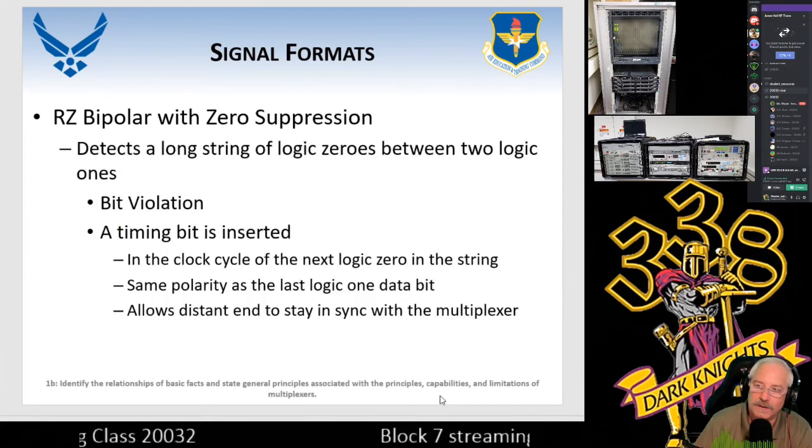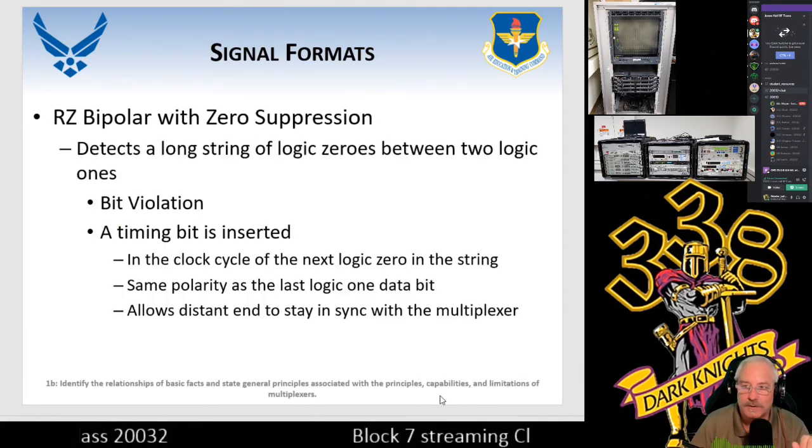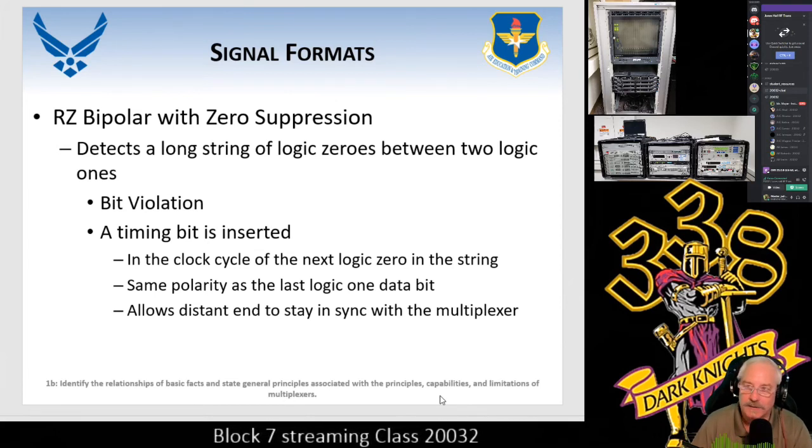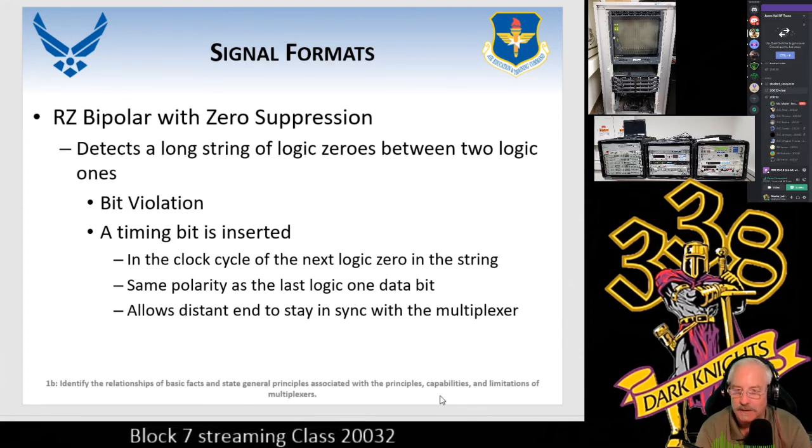The next one, which is RZ bipolar with zero suppression. Now I'm going to warn you ahead of time. In the NSM, you're going to see this named a different way. It is alternate mark inversion. Get it? Alternate mark, meaning every time it needs to flip-flop, it works just like bipolar.